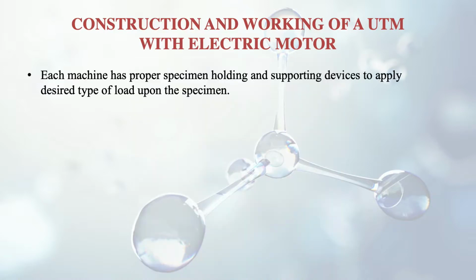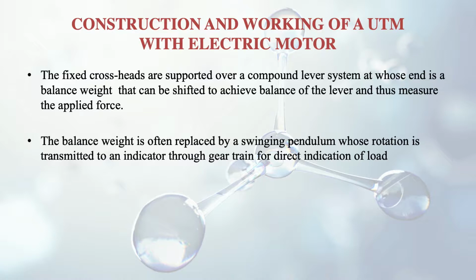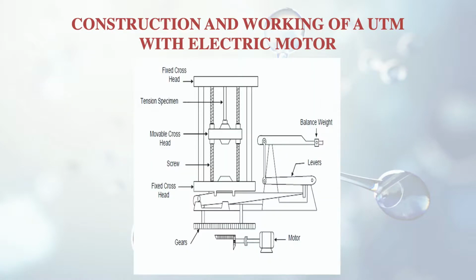Each machine has proper specimen holding and supporting devices to apply the desired type of load upon the specimen. As discussed earlier, the load applied upon the specimen has to be balanced and measured, and as such each machine should have this device. So for this purpose, how we are arranging this load and how it is balanced, we discussed here. Fixed crossheads are supported over a compound lever system. So at the bottom you can see this is the compound lever system.